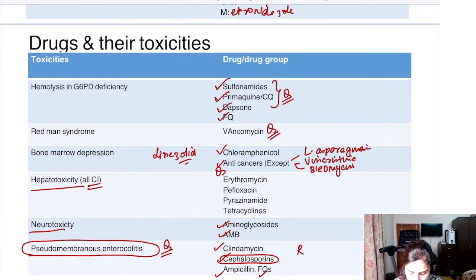And what is the treatment for pseudomembranous enterocolitis? Yes, we just did. Orally, which drug can we give for this? If we have to give an oral drug, you can give vancomycin orally, because it has oral action here. So these are a few important drug toxicities which are really, really important, and they have been asked time and again in various exams.